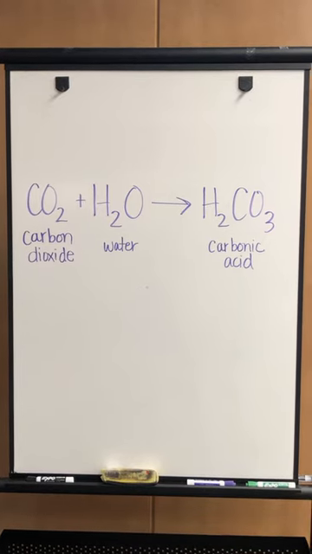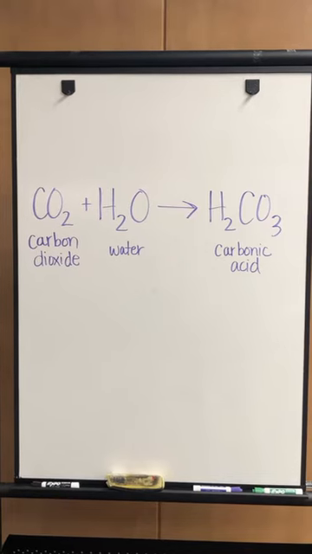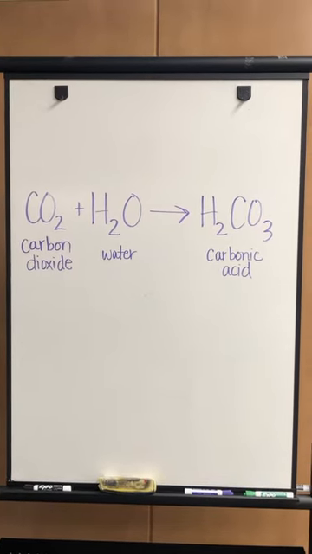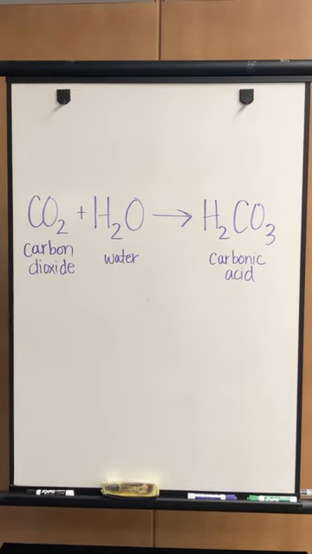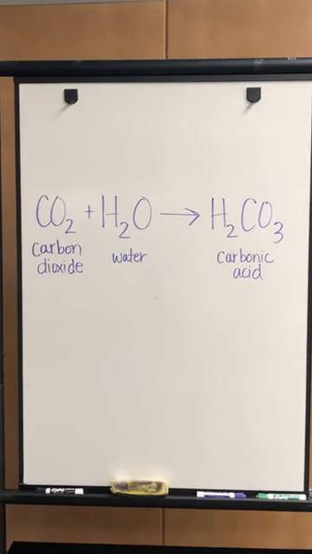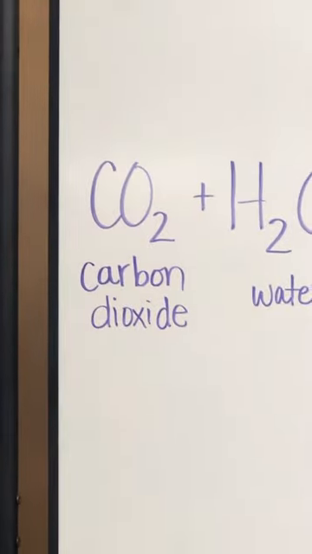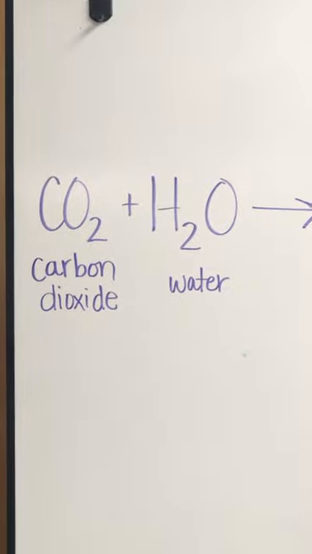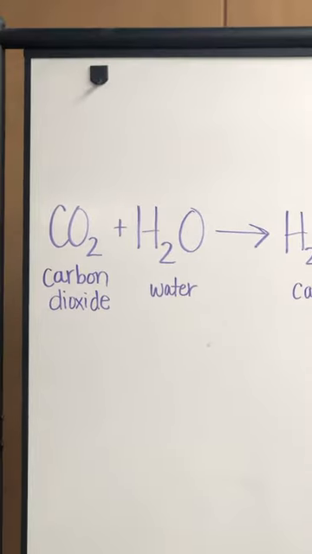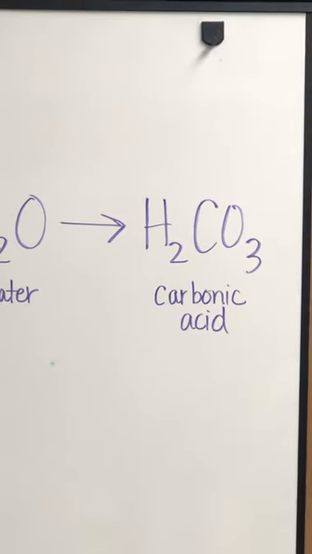Hi everyone, we're going to do a quick demonstration, and what we're going to do here is look at how when carbon dioxide and water chemically combine, we form a compound called carbonic acid. So the chemical formula that you're seeing right up here: when we take carbon dioxide, which is exhaled when you expire, and we add it to water, it forms a compound called carbonic acid.